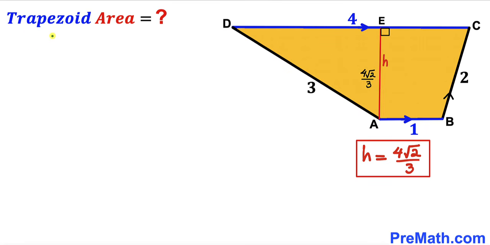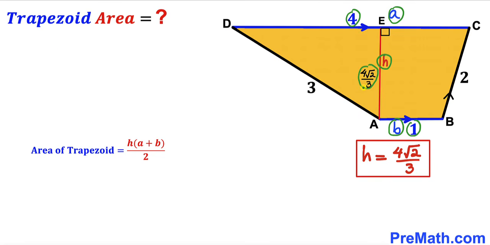And here's our final step. Now we are going to calculate the area of this trapezoid ABCD. And now let's recall the area of a trapezoid formula once again. Height h times a plus b all over 2. And in our case, our base A is 4 units, our base B is 1 unit, and our height H is 4 times square root of 2 divided by 3.